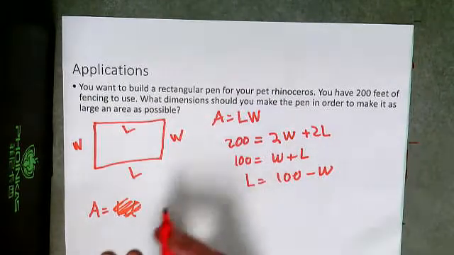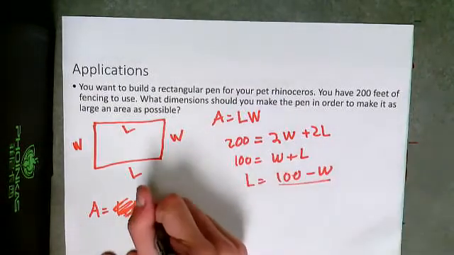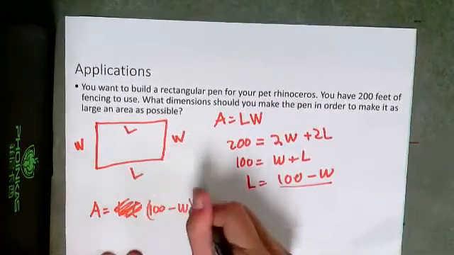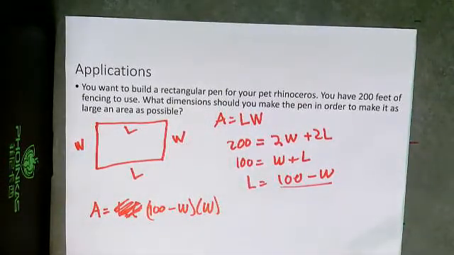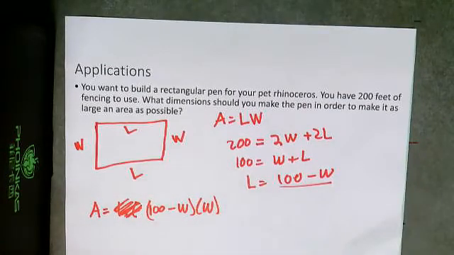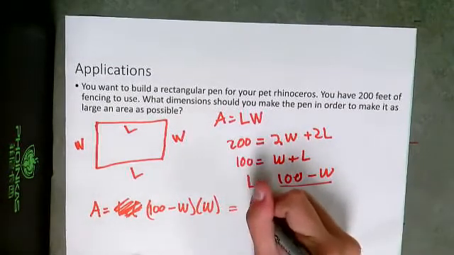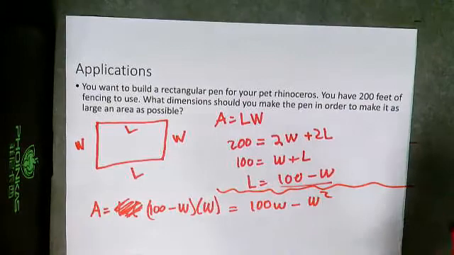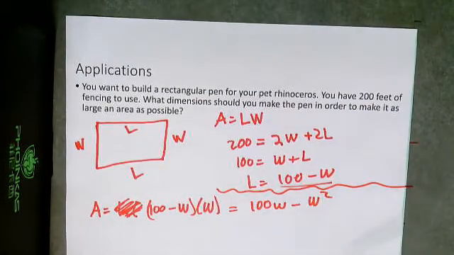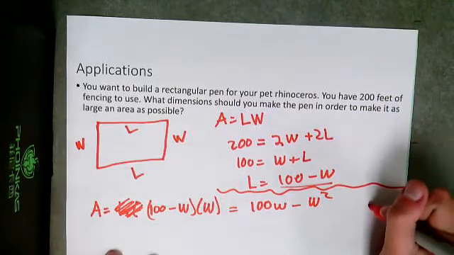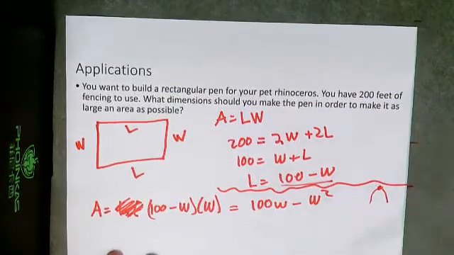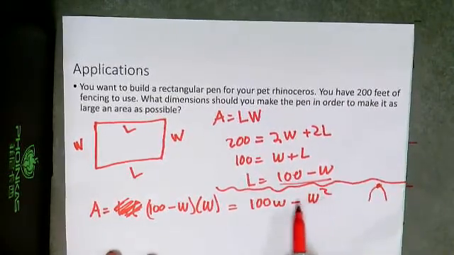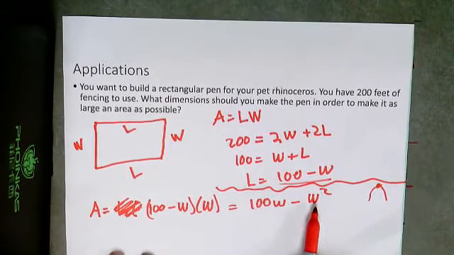So area is equal to length, which is 100 minus W, times W. We want this in terms of one variable so that we can work with it. This is 100 W minus W squared. So this is a parabola, and this is a downward facing parabola. It looks something like that, right? And it has a vertex or a highest point there. It's a parabola because of the W squared, and the coefficient out in front of the W squared, i.e. the A term, is negative.